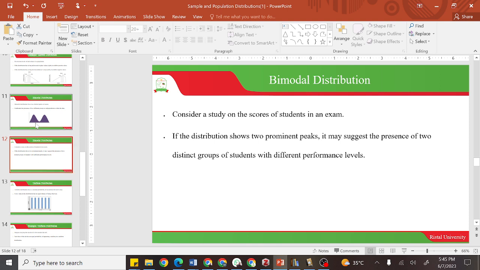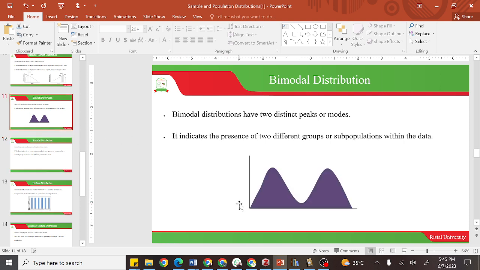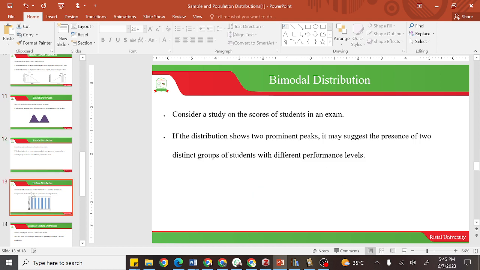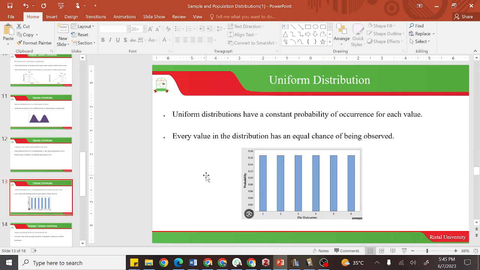Okay, so that is if you have the frequency and then the scores as your parameters that you're looking at. For uniform distribution, you can get this if you have each value of what you're likely to get having an equal chance of being observed.